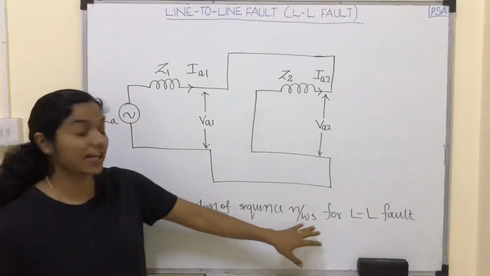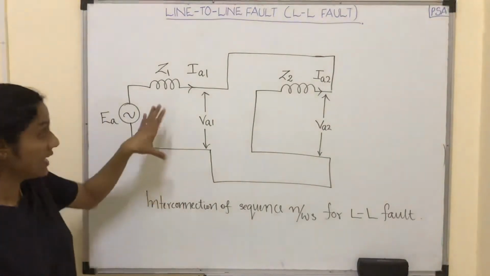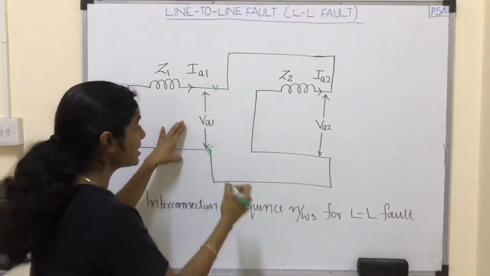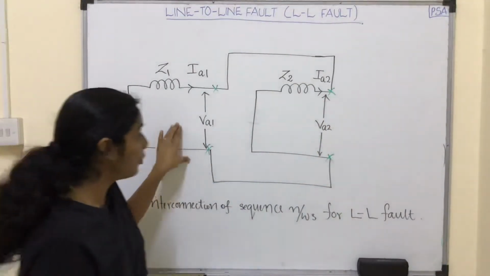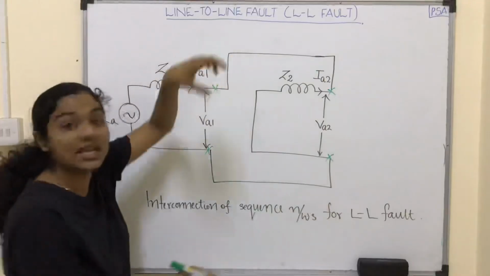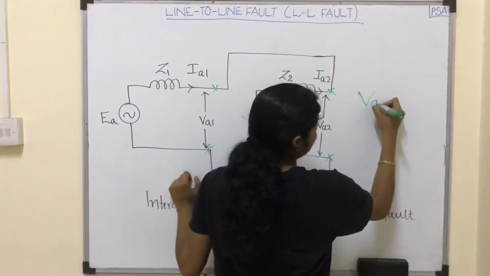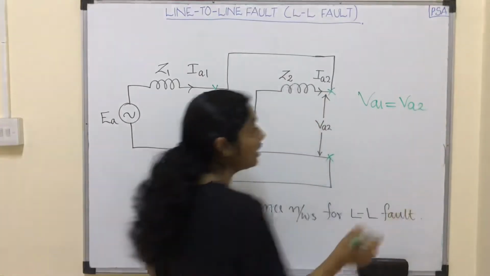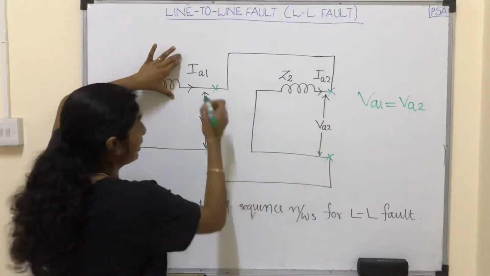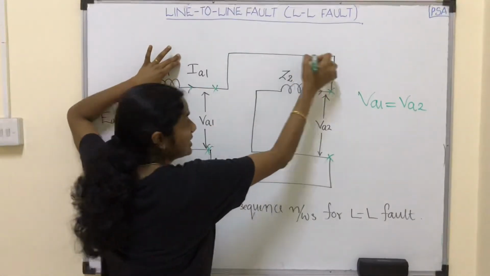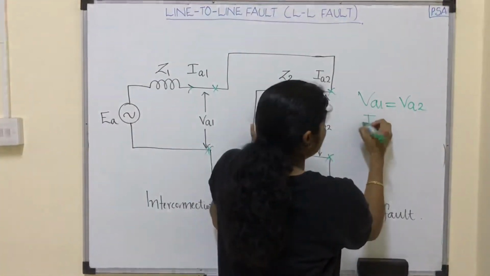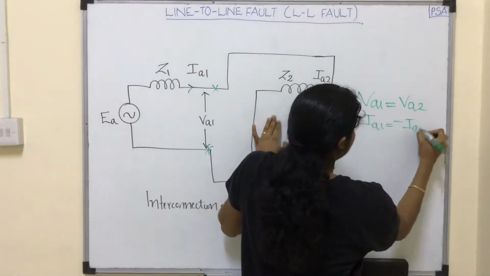Okay, now let's see the interconnection of sequence networks. From this interconnection of sequence networks for LL fault, we can clearly note that VA1 and VA2 both are the same. See, both the points I have marked are with respect to the same terminals, that is VA1 is equal to VA2. And if we notice the direction of IA1 and IA2, the flow of IA1 is like that, which is in opposition to that of IA2. That means IA1 is equal to minus IA2.